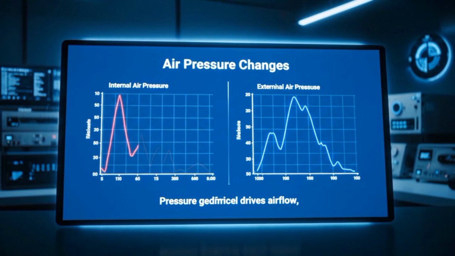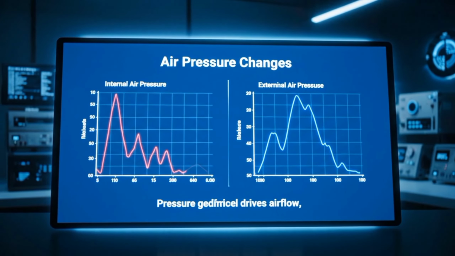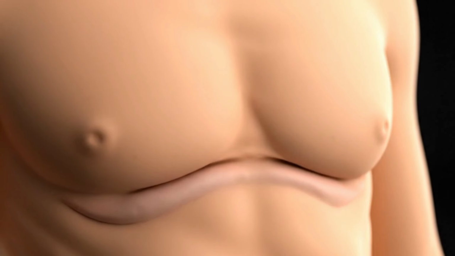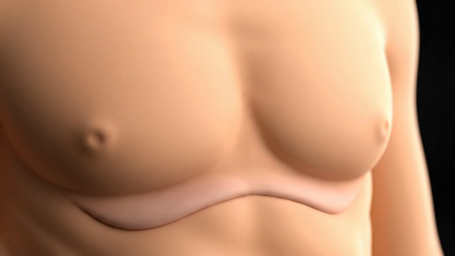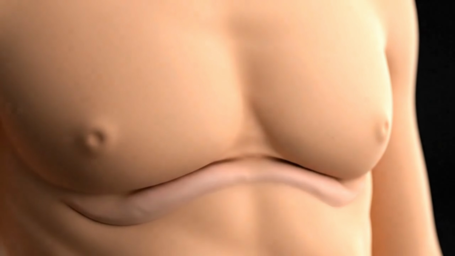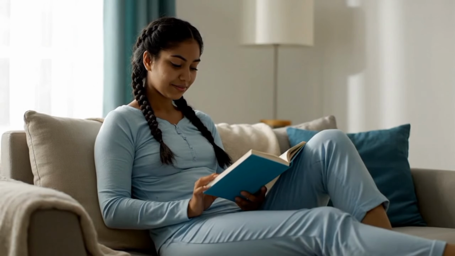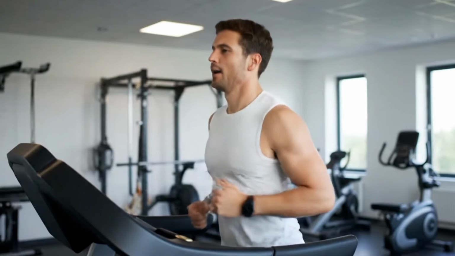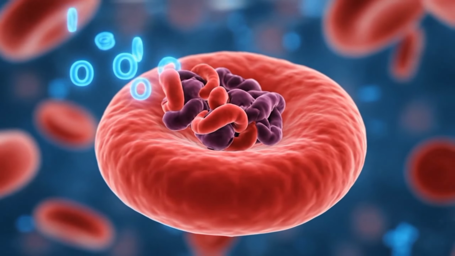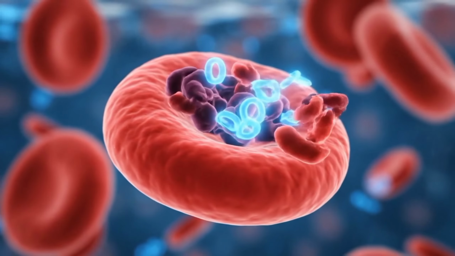Air flows because pressure inside the lungs changes relative to atmospheric pressure. Relaxation of the diaphragm and chest muscles pushes air containing carbon dioxide out. Breathing rate changes automatically according to physical activity and emotional state. Hemoglobin binds oxygen in the lungs and releases it where tissues require energy.